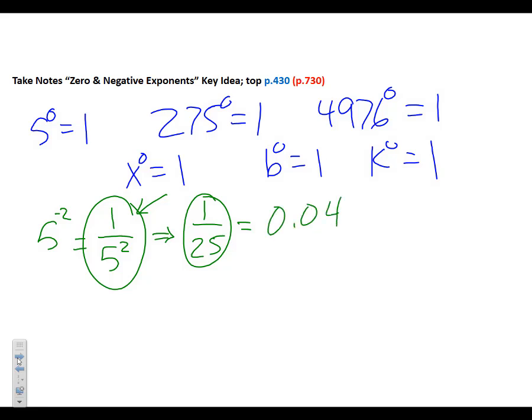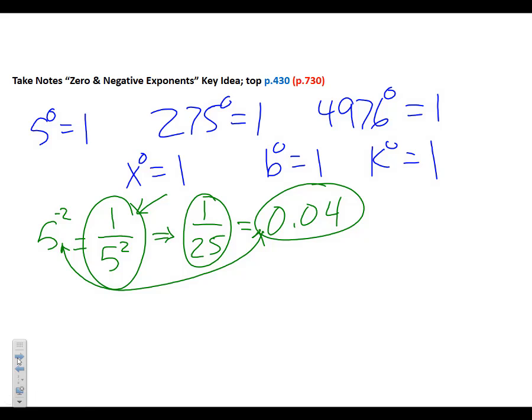So this is important as well. This is going to really come into play when we have those negative exponents. When we completely simplify numerically, we end up with a decimal. And that's going to come into play in a lesson not too long in the future. We'll talk about that more then.